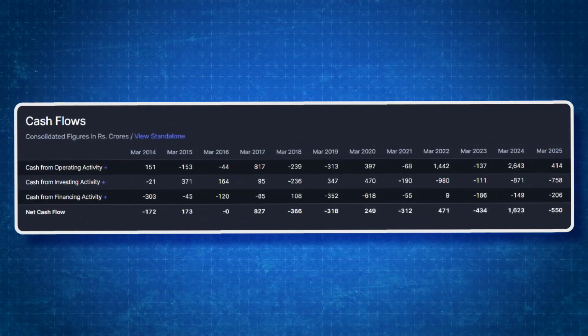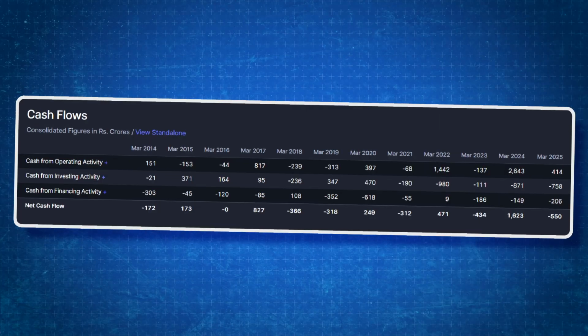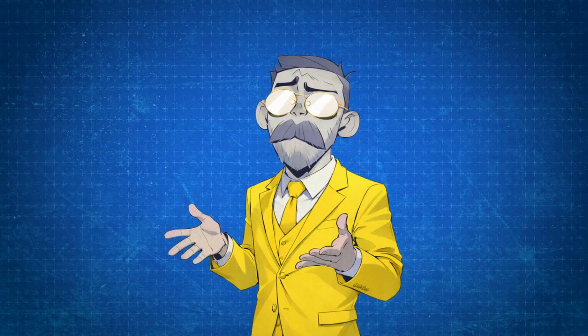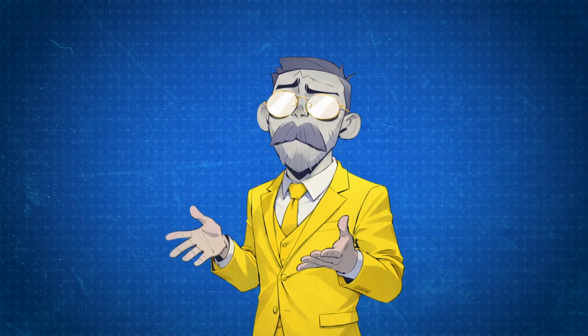Cash flow statement. This is the most honest part of the report. As they say, profit is an opinion, cash is a fact. Cash from operating activity. This is the real truth detector. You can fake net profit by playing with depreciation or postponing tax, but you can't fake cash in the till.